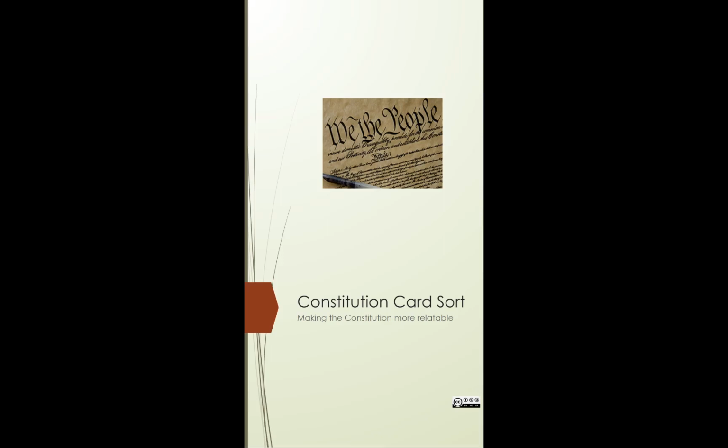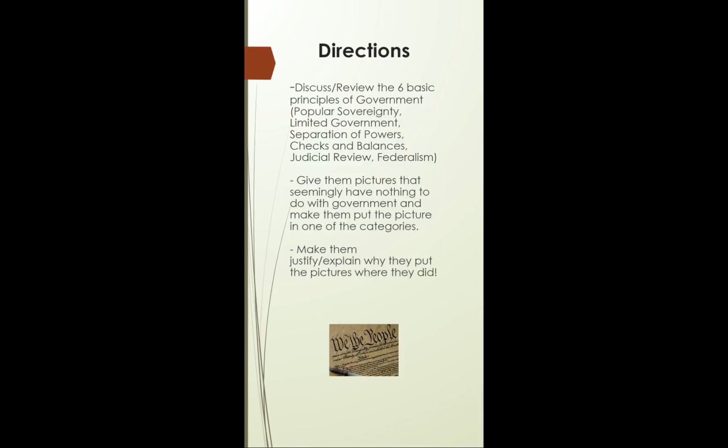Today we're going to look at Constitution card sort. We're going to make the Constitution a little more relatable because sometimes it can be a little dry. So what this is: you're going to take the six basic principles of government, and you can see them there. Depending on when your district teaches government, they may have some ideas about this, or if not, your government teachers are going to love you if they learn it in their senior year.